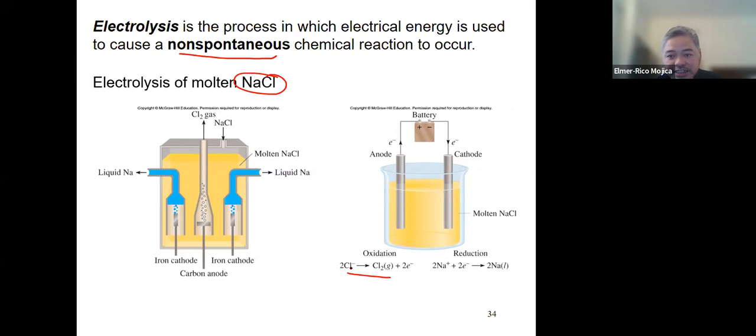So your chloride is, what do you think here? Oxidized to chlorine. And then your Na+ is reduced to Na. As written, it cannot happen. But if you supply the energy coming from the battery, that reaction can take place.